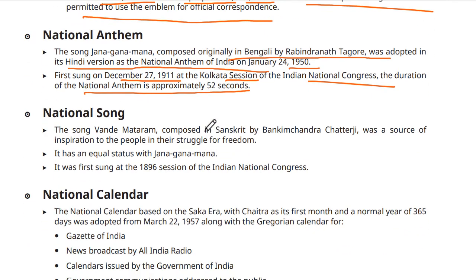National song. The national song Vande Mataram, composed in Sanskrit by Bankim Chandra Chatterjee, was a source of inspiration to the people in their struggle for freedom. It has an equal status with Jan Gan Man. It was first sung in the 1896 session of the Indian National Congress.